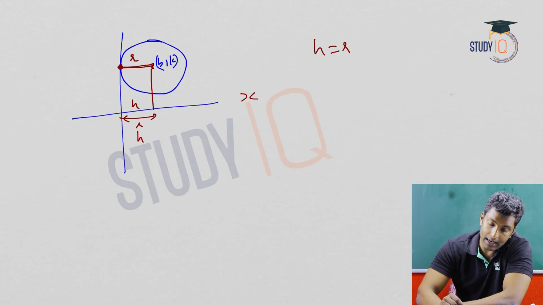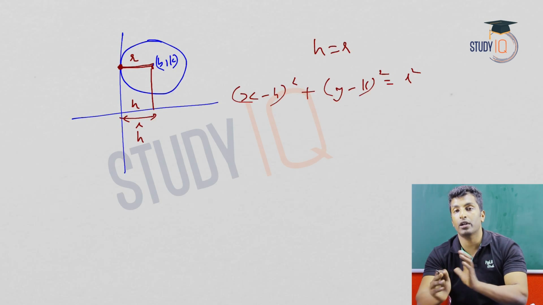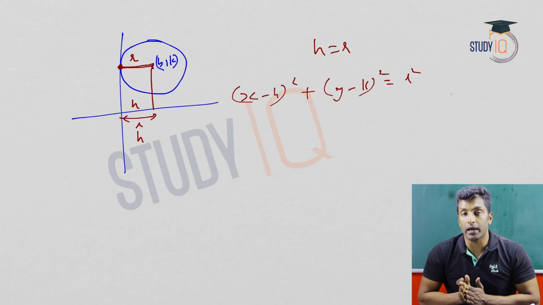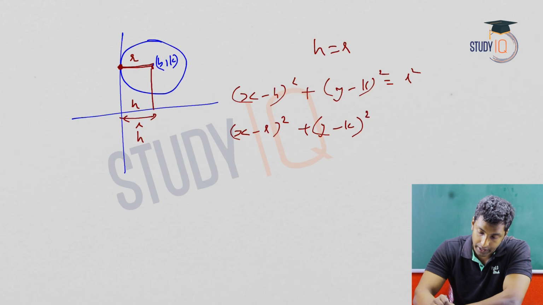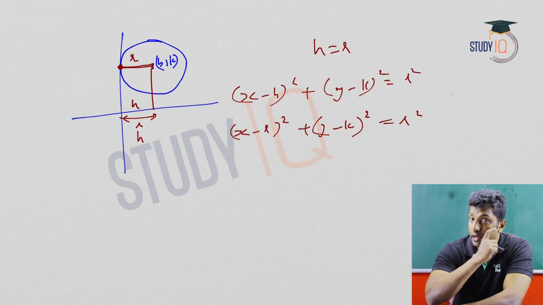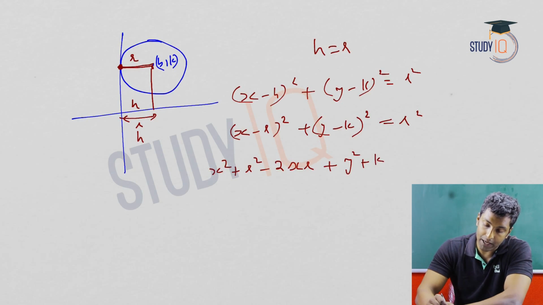So in your general equation, (x minus h) square plus (y minus k) whole square equal to r square, what can you do now? You can substitute h is equal to r. So (x minus r) square plus (y minus k) square equal to r square. Now if you open up the bracket, x square plus r square minus 2xr plus y square plus k square minus 2ky equal to r square.